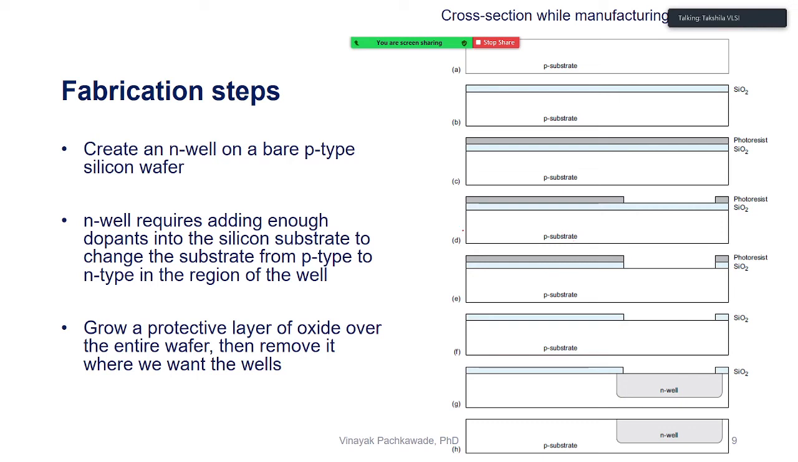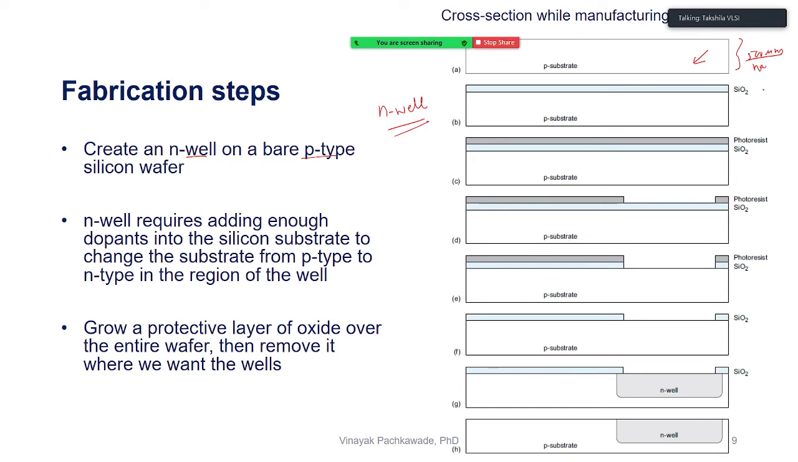So let's start with, for instance, this task for you. I only want to fabricate an NWELL. I don't want to fabricate CMOS, I just give you the task to fabricate an NWELL. How will I do it? I am given the P substrate. You see, this is about 500 micrometer thick, so I call it a substrate or handle or simple silicon wafer. And I am given the task to fabricate an NWELL into the bare P-type silicon wafer.